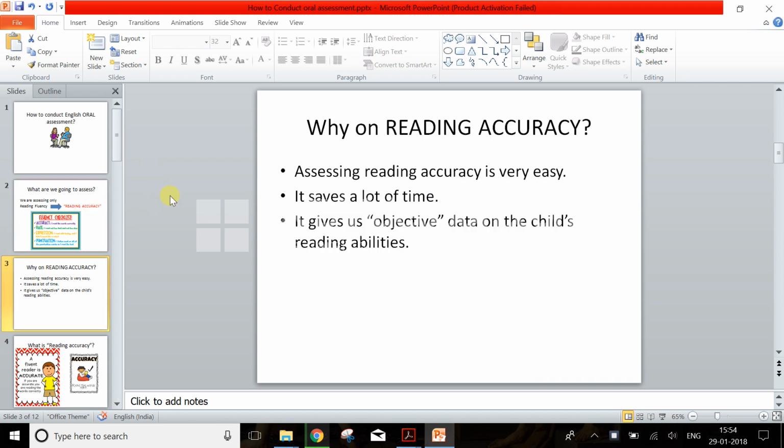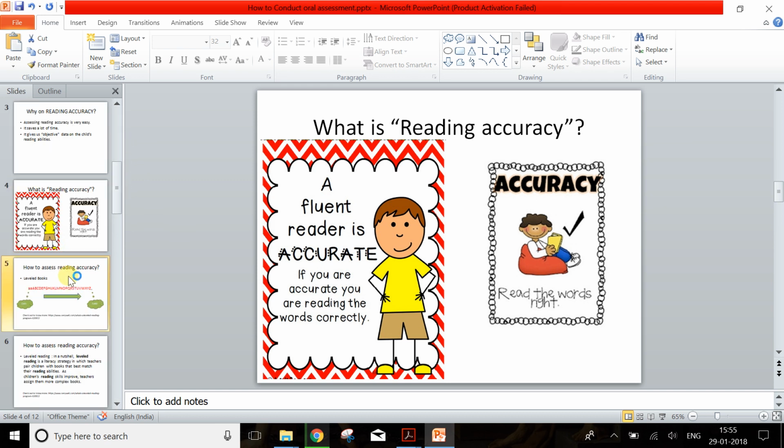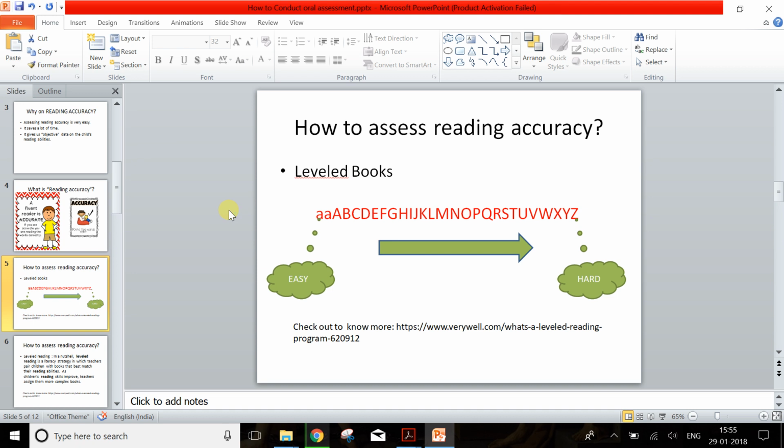So why we will be assessing only reading accuracy? First point, assessing reading accuracy is very easy. Second, it saves a lot of time. Third, it gives us objective data on the child's reading abilities. So now for the big question, what do we actually mean by reading accuracy? It is very simple. Reading accuracy is the ability of the child to read words correctly. If the child is able to just read the words in a sentence, we can calculate his or her reading accuracy. So how do we actually calculate reading accuracy?